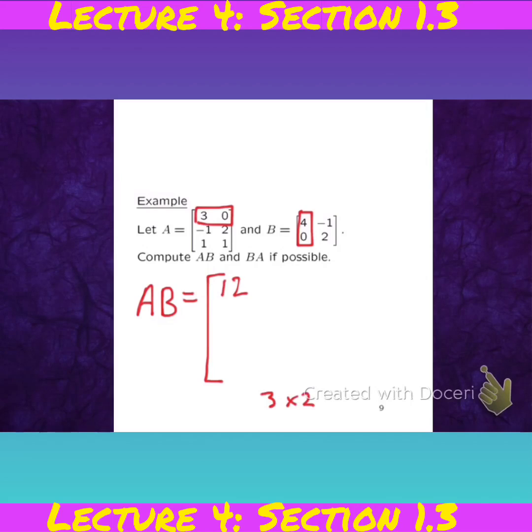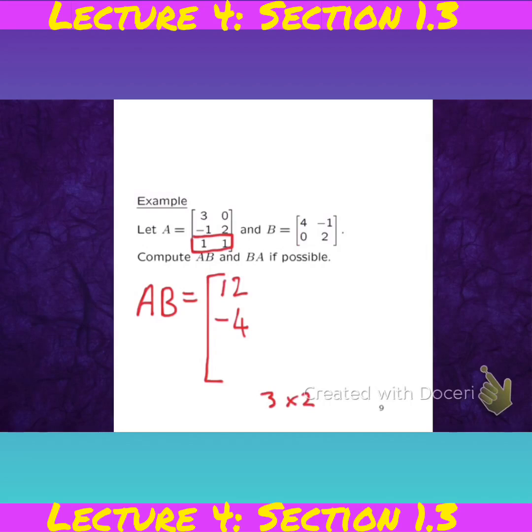Then we're going to look at the entry in the second row and the first column. So you're going to take the second row of A, dot product that with the first column of B. So that's minus 1 times 4, which is minus 4, plus 2 times 0, which is minus 4. Then we're going to look at the next entry.